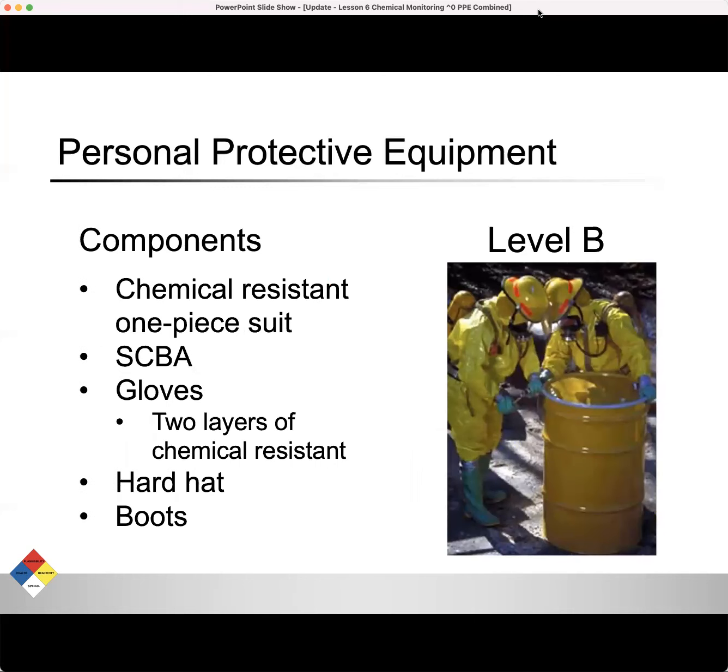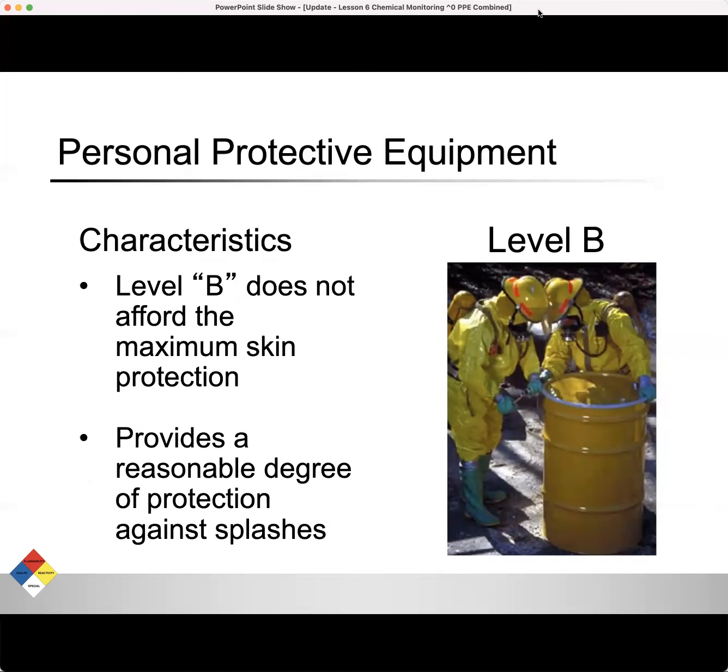Components of a level B include a chemical resistant one-piece suit. It does have openings usually at the wrists and the face. It also includes SCBA, which is worn on the outside. Also includes gloves, wearing 2 layers of chemical resistant gloves, a hard hat, and chemical resistant boots. Characteristics of a level B ensemble: does not afford the maximum skin protection, provides a reasonable degree of protection against splashes.